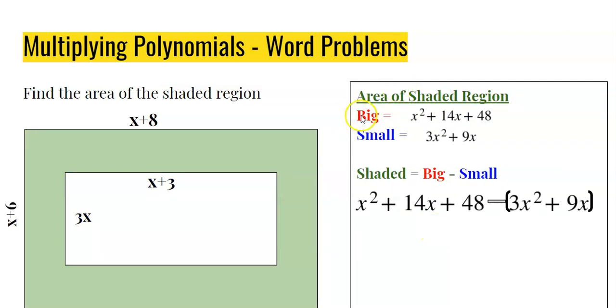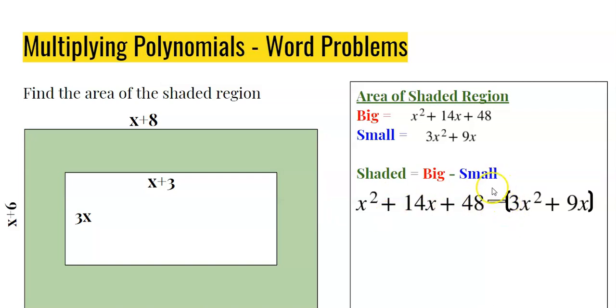Finally, since I found the area of the big rectangle and the area of the small rectangle, I can now find the area of the shaded region by subtracting. So I'm going to do x squared plus 14x plus 48, that's the big rectangle, minus 3x squared plus 9x. As a reminder, back to our first lesson of the unit, adding or subtracting polynomials, it is very important to include your parentheses. Technically I should include parentheses around this as well, but since it's going to be a positive 1 in front of my parentheses, it doesn't really matter, but this is where it matters.